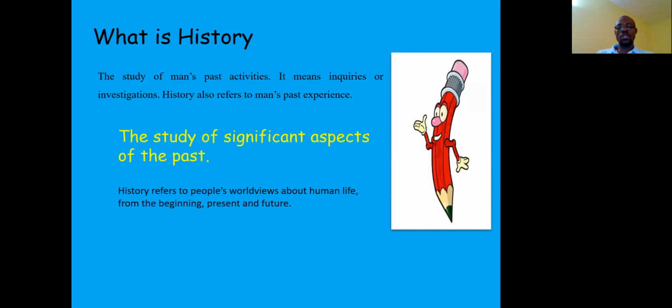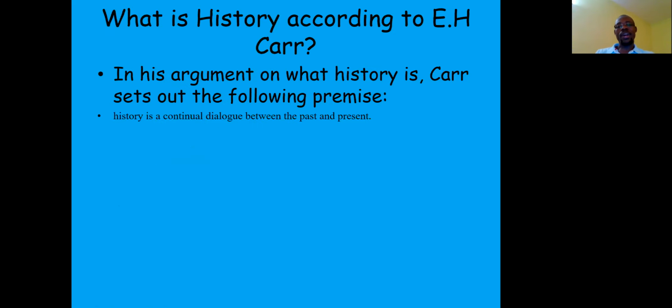History also refers to the study of significant aspects of the past. Remember, you need to be very categorical and include the word significant. We don't just study everything in history, we only tend to rely on the significant ones. Then history also refers to people's world views about human life from the beginning, present, and future. Very, very important. So we want to focus on our main issue as far as this course is concerned, how other scholars have also defined history.